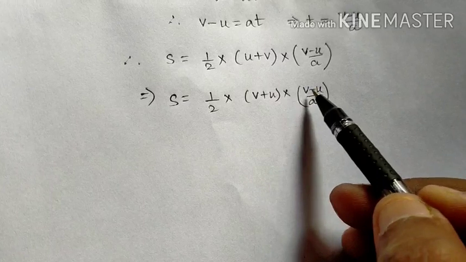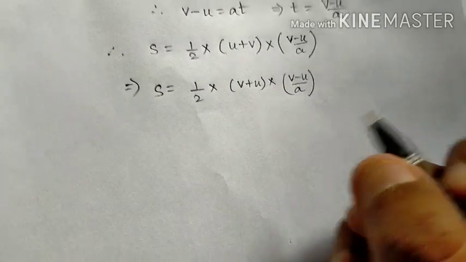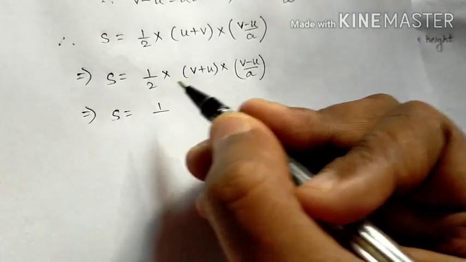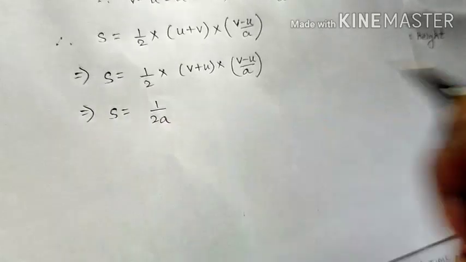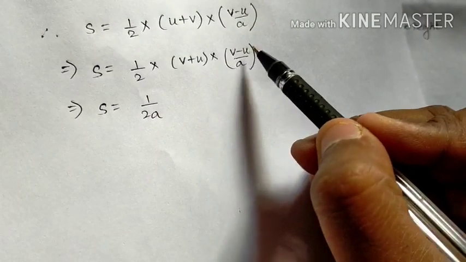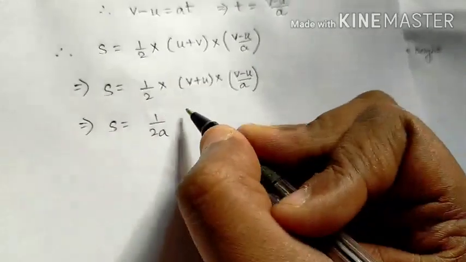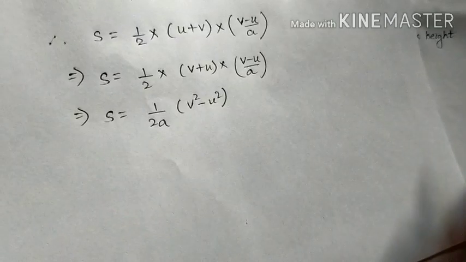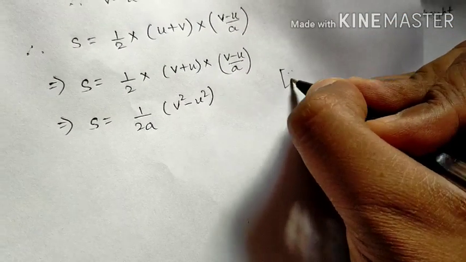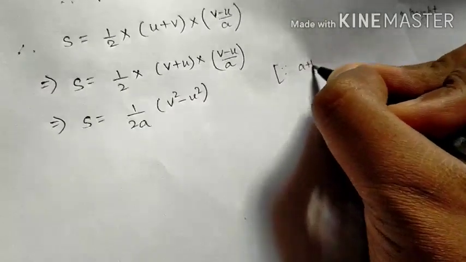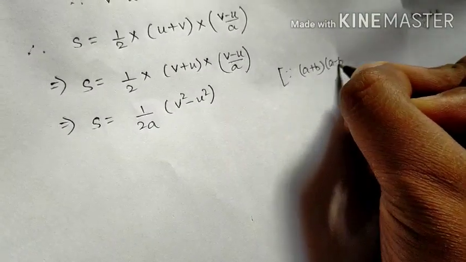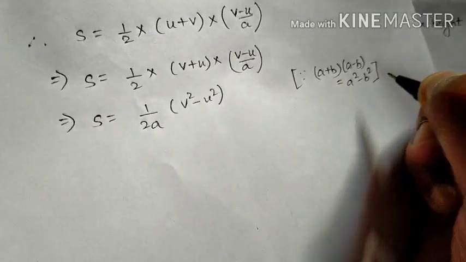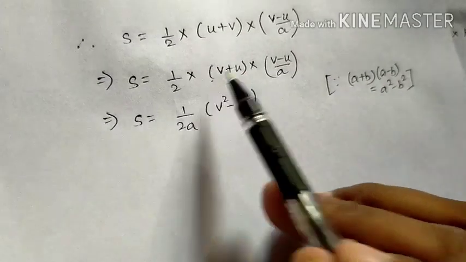Now check the numerator part. V plus u multiplied by v minus u. Doesn't it remind you of an identity? Using the same identity, multiplying the denominator, that gives you 2a, and v plus u into v minus u, you will get v square minus u square. Can you recollect which identity is used here? Since a plus b into a minus b is equal to a square minus b square. So we have used this identity.